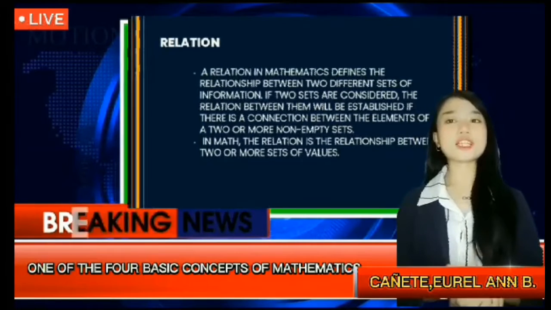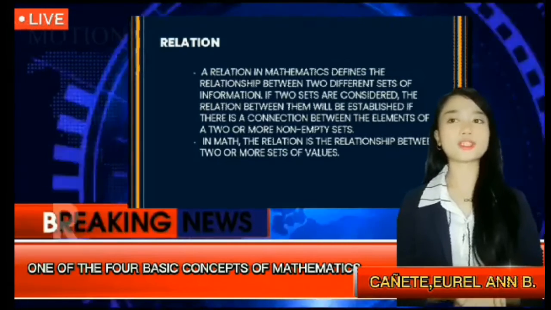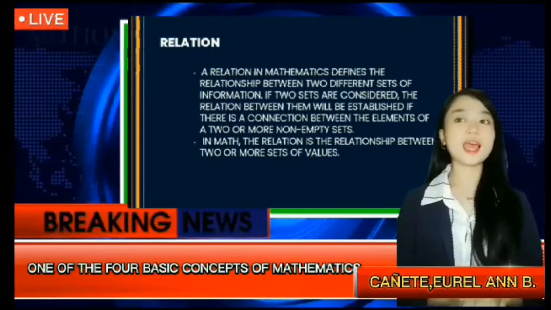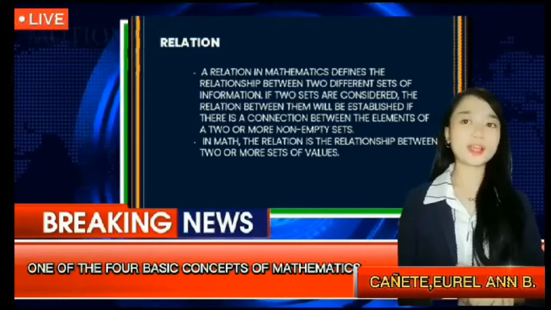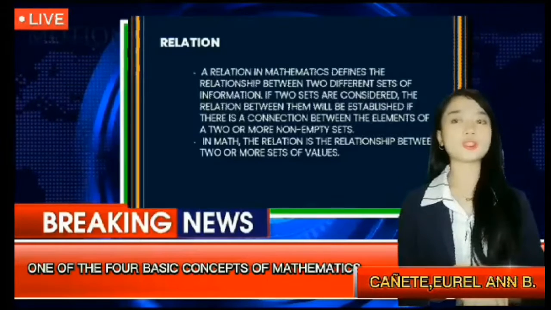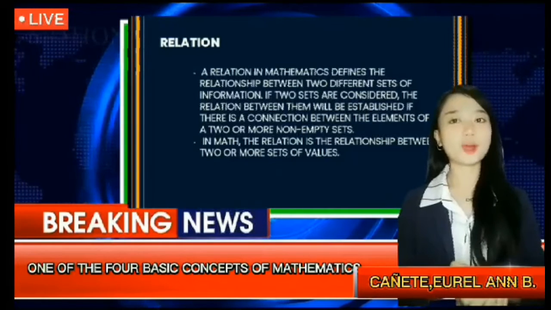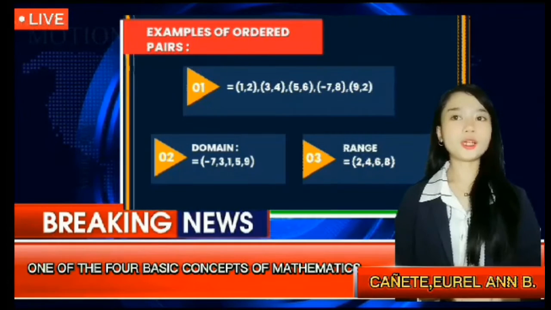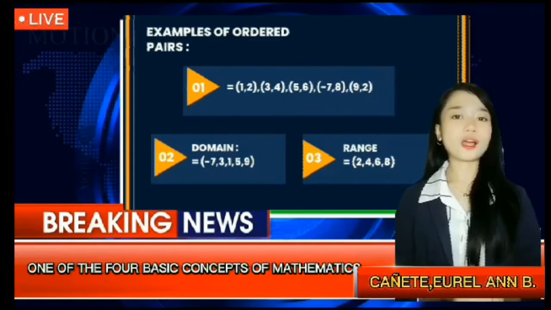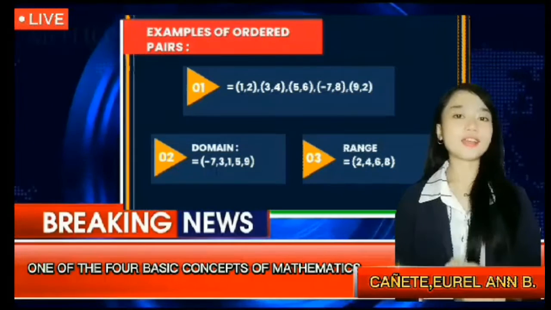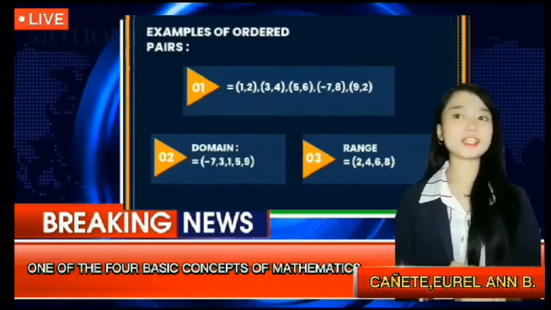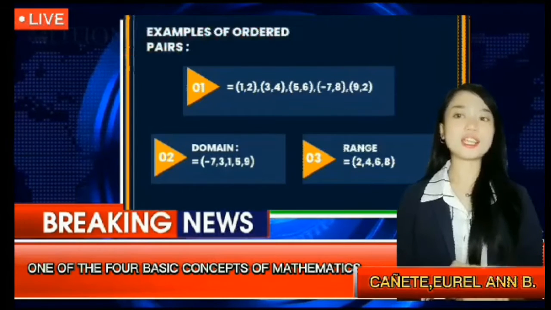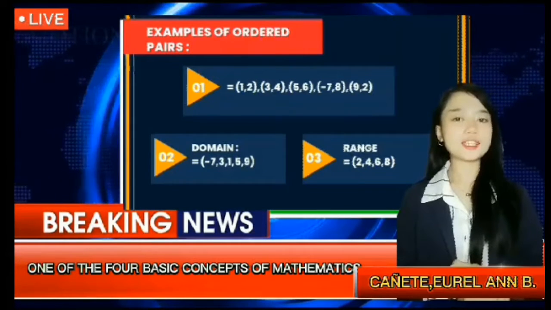In math, the relation is the relationship between two or more sets of values. Suppose x and y are two sets of ordered pairs, and set x has a relation with set y, then the values of set x are called the domain, whereas the values of set y are called the range. Example for ordered pairs: (1, 2), (-3, 4), (5, 6), (-7, 8), (9, 2). And the domain is -7, 3, 1, 5, 9. And the range is equal to 2, 4, 6, and 8.